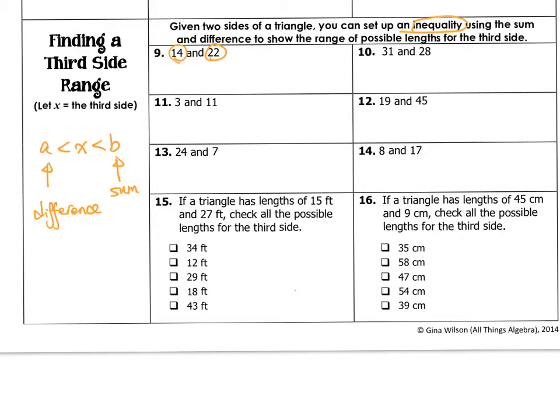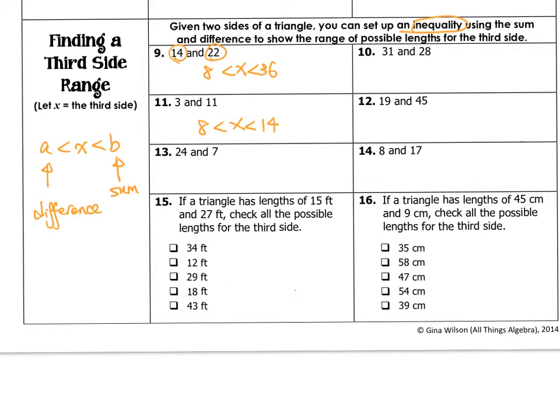So in other words, if I want to know my third side, I need to add the 2 numbers together. So I should have 36 on the longer end, and on the shorter end, I subtract the 2 numbers and I have 8. So I know my third side has to be somewhere in between in order for me to have a triangle. Okay, same thing with number 11. I can say that X has to be less than the sum of 11 and 3, but greater than 8, which is the difference between 11 and 3.